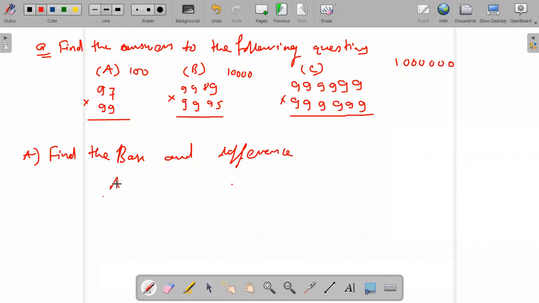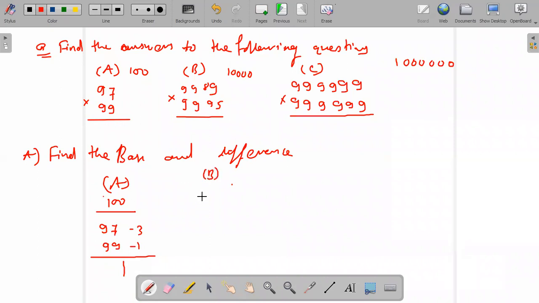So the first step for the first example will be 100 will be the base, and how I am going to write, see that example, 97 and difference. Now 97 minus 100, what will be the answer? Minus 3 will be there. 99 minus 100, minus 1 will be there. Okay, now I have to draw a straight line.